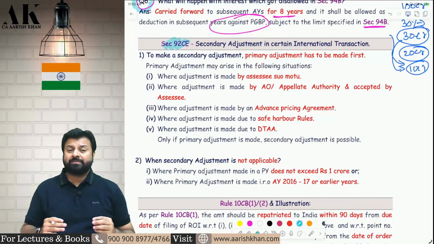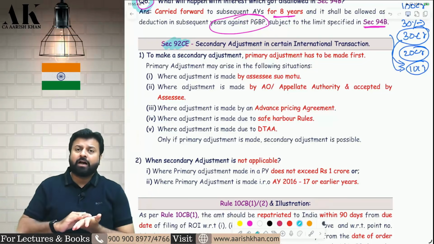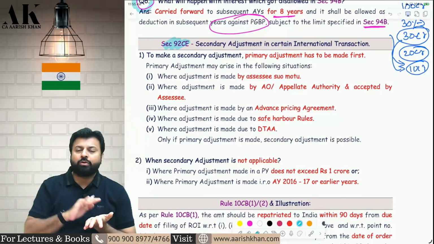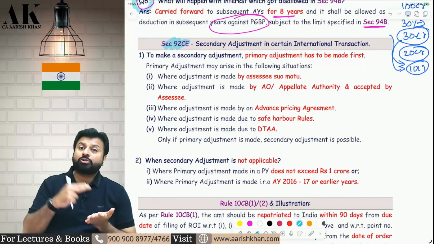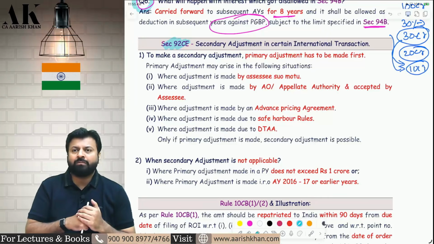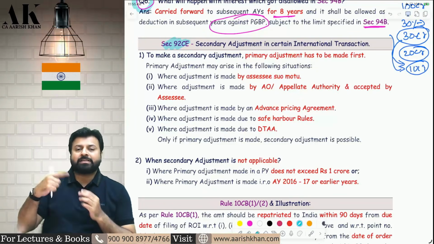Now what is secondary adjustment? Now whatever extra you have given, how much you have given? 150 crore you have given to your associate entity. How much you are supposed to give as per transfer pricing law? Only 100 crore. Whatever extra you have given, that is considered as deemed loan.